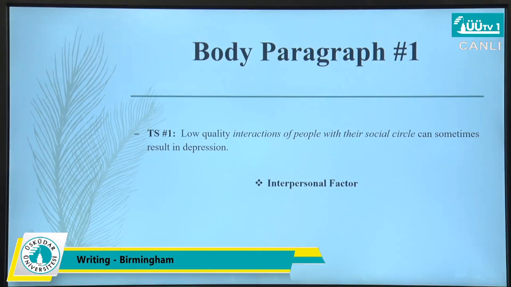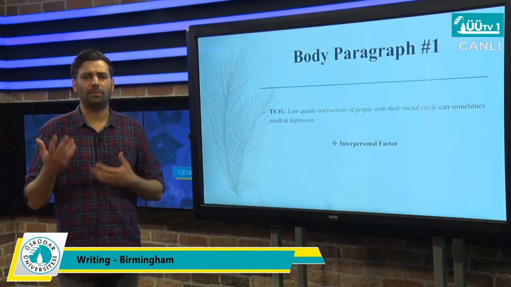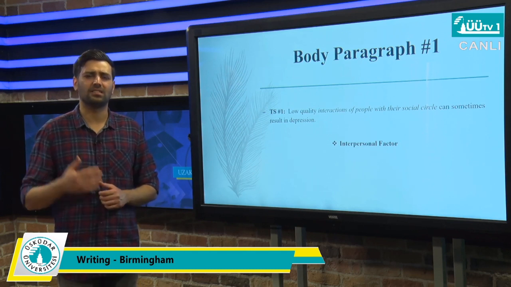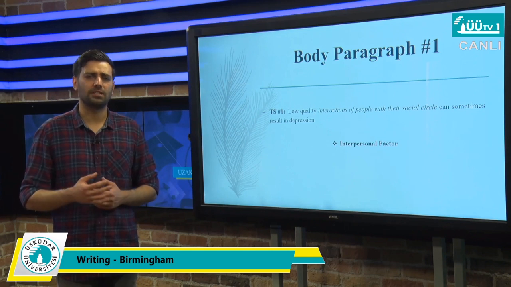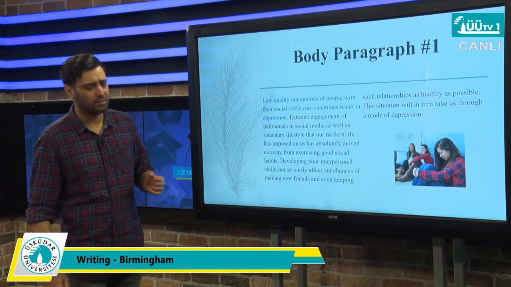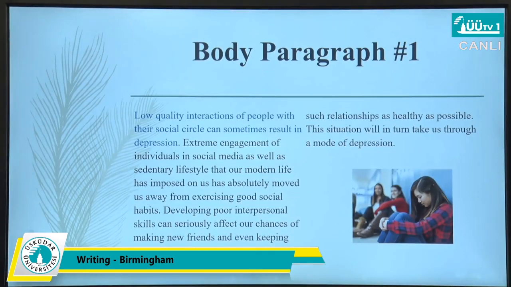As you probably know, the basic thing about writing a body paragraph is to develop your topic sentence. You back it up with different reasonings, different ideas, examples, sometimes facts, sometimes narrative descriptions, stuff like that. So, can you look at my example here? As you can see, the first sentence is the topic sentence we came up with earlier. Low quality interactions of people with their social circle can sometimes result in depression. What follows are my supporting sentences. Extreme engagement of individuals in social media, as well as the sedentary lifestyle that our modern life has imposed on us, has absolutely moved us away from exercising good social habits.